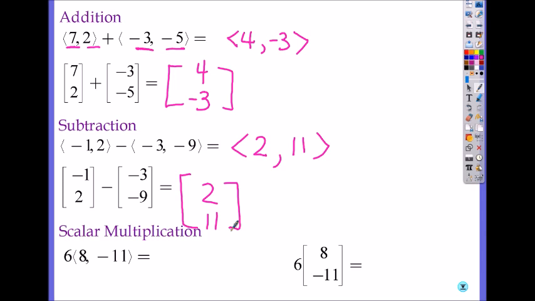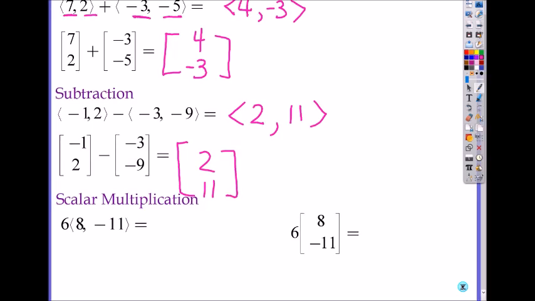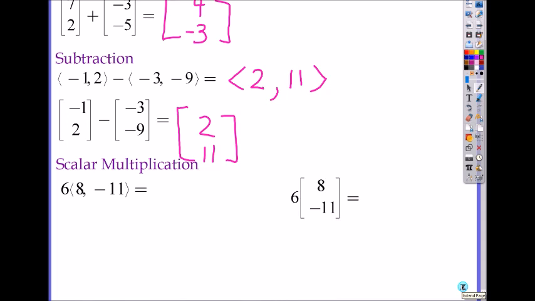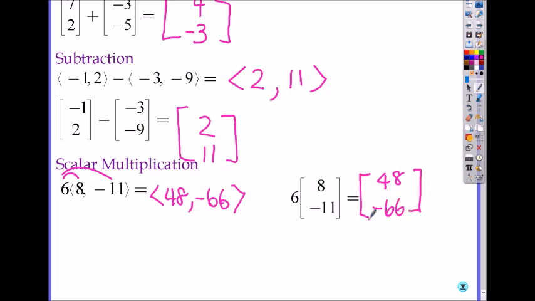What about a scalar? If you had a scalar in front of the vector, what did we do? We distributed 6 to all the entries, right? x and y. You do the same thing. So here you have 6 times 8 is 48. 6 times negative 11 is negative 66. Here, same thing. You distribute 6 to every single entry. So 48 and negative 66.